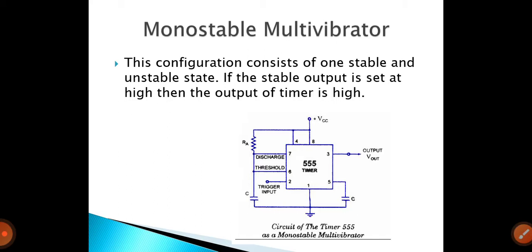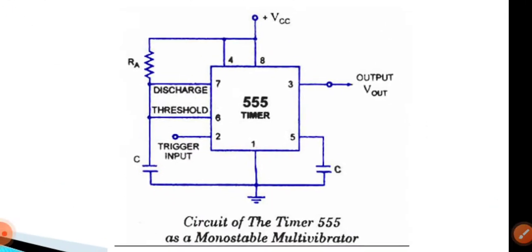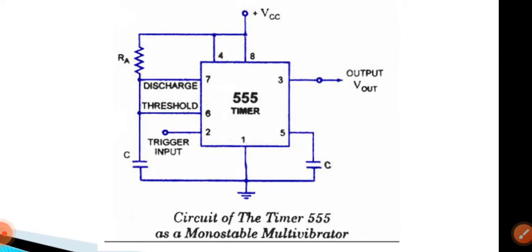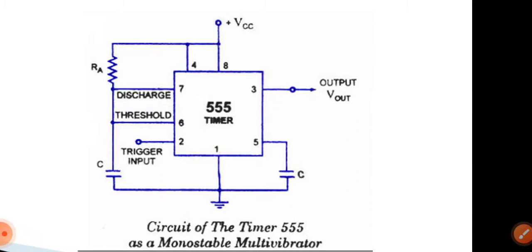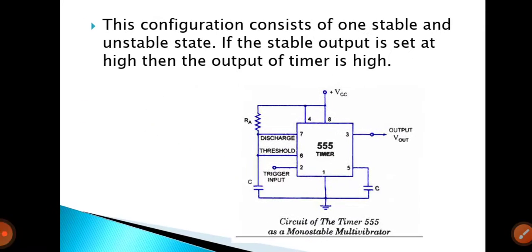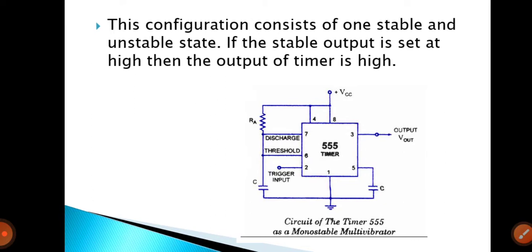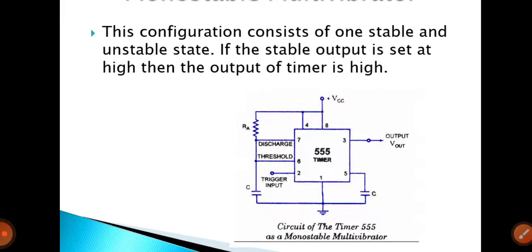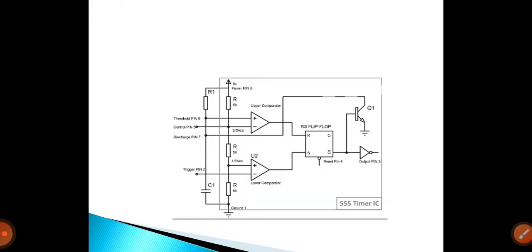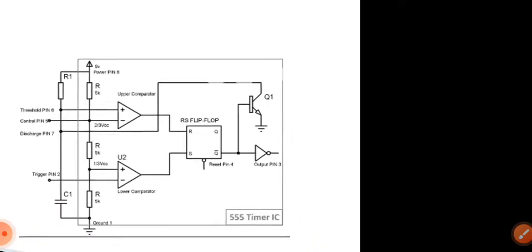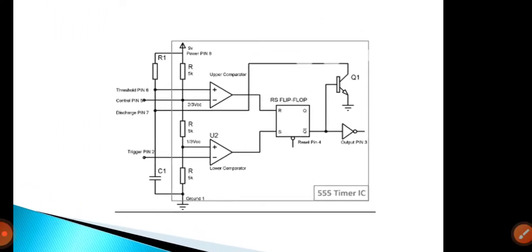This is the circuit diagram of the IC 555 timer as a monostable multivibrator. The same circuit will come for your practicals. This is the circuit of the IC 555 timer as a monostable multivibrator, and this is the block diagram. I am going to explain the components first.